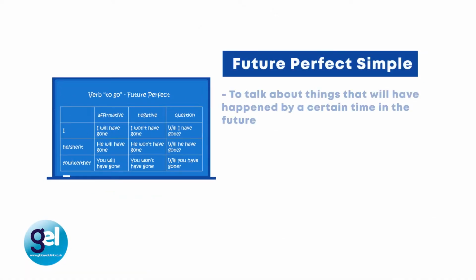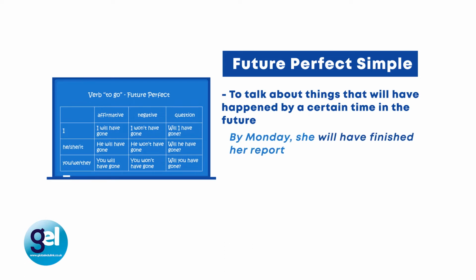So how do we use it and what does it mean? We use it to talk about things that will have happened by a certain time in the future. So let's look at some examples. By Monday, she will have finished her report. By the time you read this, I will have finished the job. So how do we form it? We have our subject plus will plus have plus our past participle.